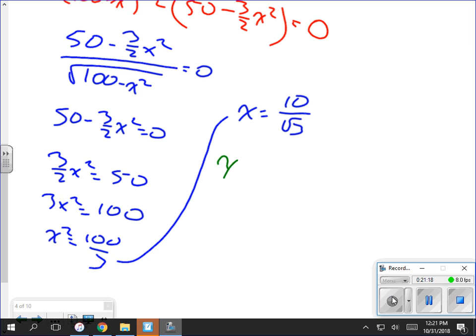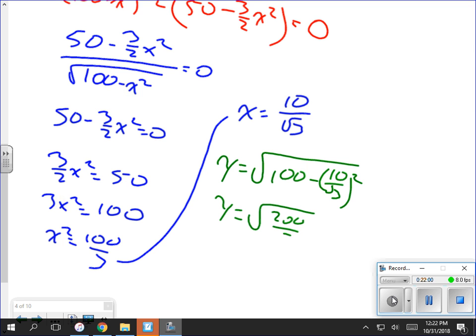So our other dimension, y, equals the square root of 100 minus (10 over root 3) squared, and then you simplify that down. That's 100 minus 100 over 3. Figure that out, square root. It's not that hard to do, especially if we have our calculator. So you get 200 over 3. y equals the square root of 200 over 3.